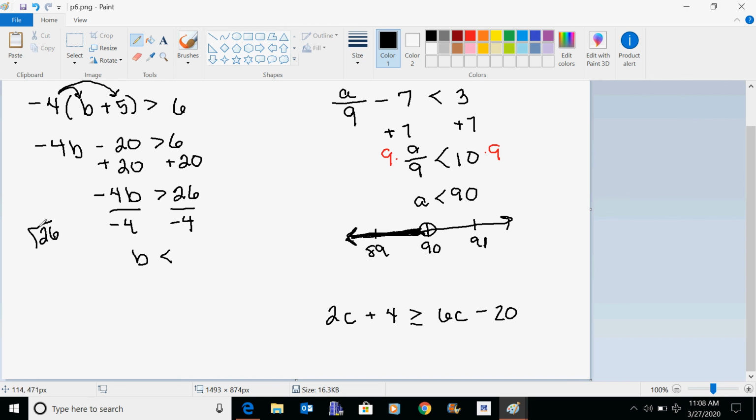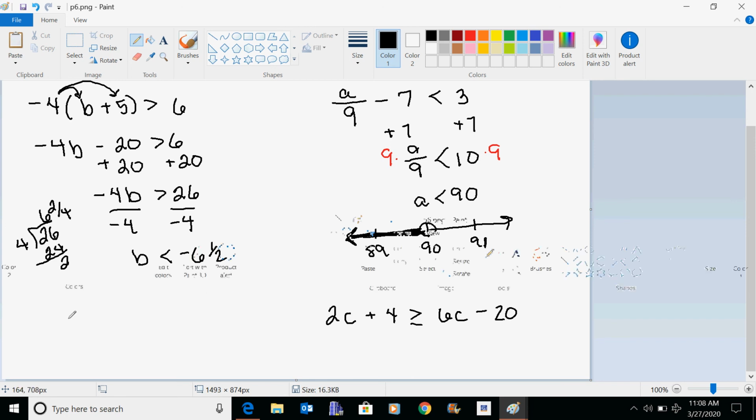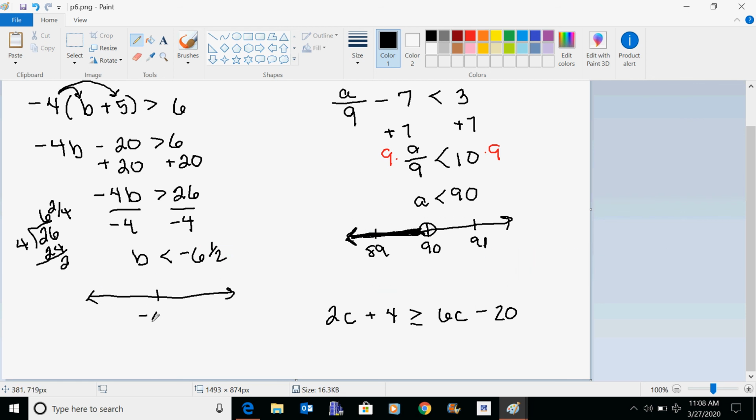26 divided by 4 is 6 with a remainder of 2, so 6 2/4, which is 6 1/2. And I don't think I gave you anything that's going to come out with any halves like that for this dividing, but for this example it came out like that. So we've got negative 6 1/2, you've got negative 5 1/2, you've got negative 7 1/2. As you get further from the number line, we have an open circle shaded in on the left side.